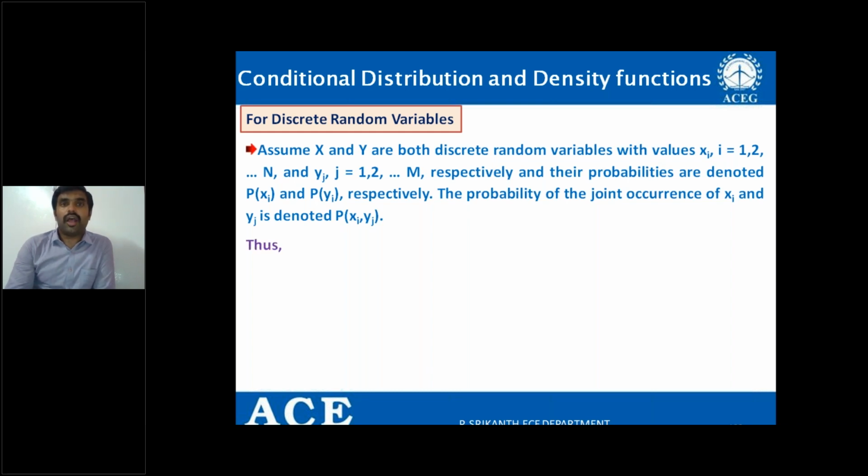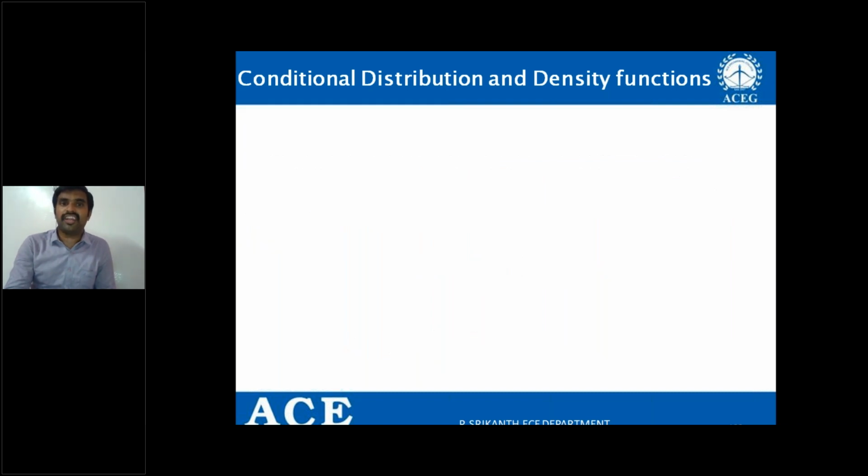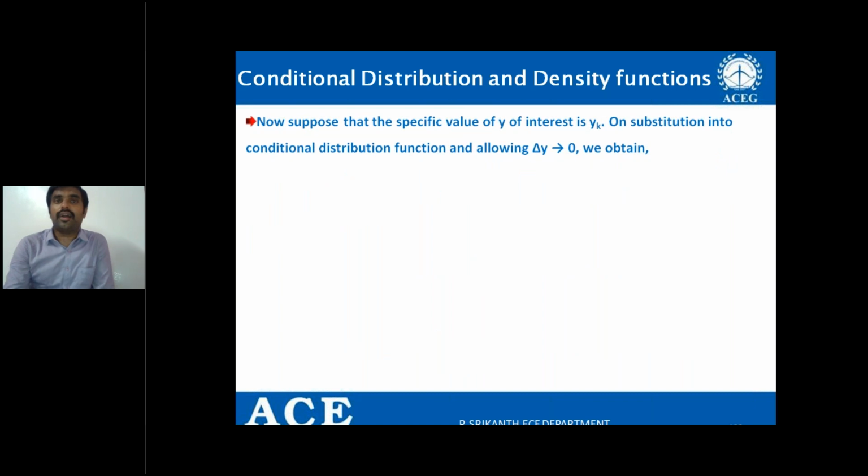So then how can I write the conditional function? Generally I know how to write the density function for a discrete random variable: small fy of y equal to summation j equal to 1 to m of p of yj delta of y minus yj. And I know how to write the joint density function. As I know the density function fy of y and the joint density function fxy of x comma y, again I am taking the same formula from the first chapter for the representation of the conditional distribution function of a discrete random variable.